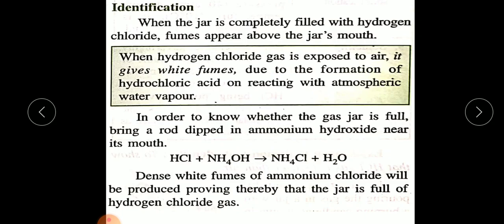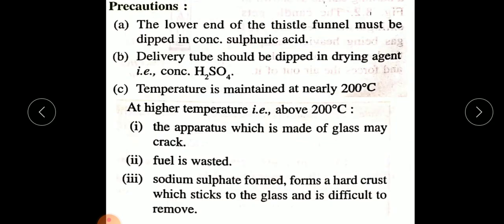The reaction will occur like this. HCl and ammonium hydroxide, that is acid and base, will form salt and water: ammonium chloride and water. So at the mouth of the gas jar, dense white fumes of ammonium chloride will be produced, proving thereby that the jar is full of hydrogen chloride gas. So if dense white fumes form, then we can confirm that the gas produced is hydrogen chloride.